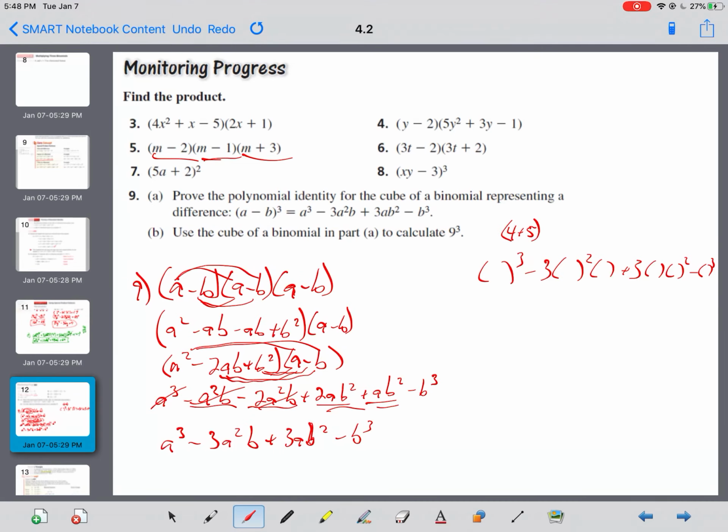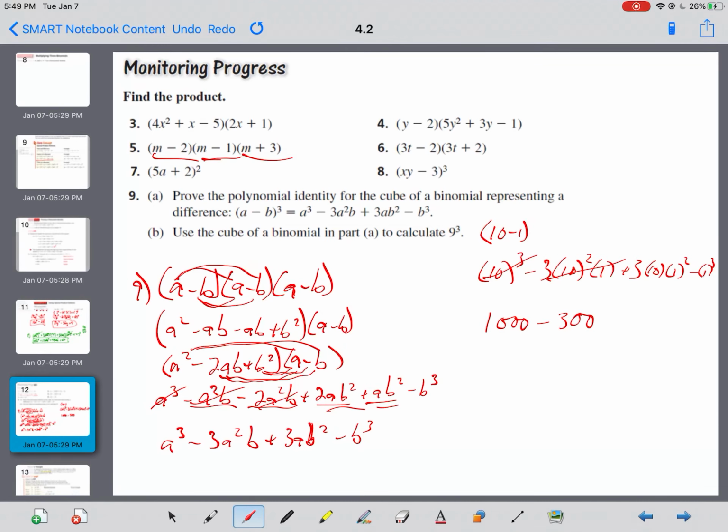Actually, it's got to be a difference, doesn't it? So how can we do a difference? Ooh, we could do 10 minus 1. That's how we could do it as a difference. So this one gets a 10. That gets a 1. 10 to the third. 10 to any exponent is just that many zeros. So 1 with 3 zeros. 10 squared is 100 times 3 is minus 300.